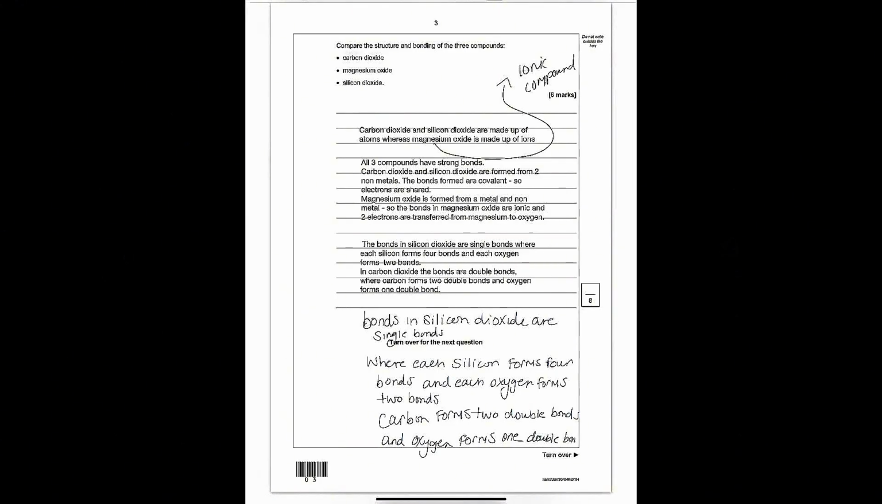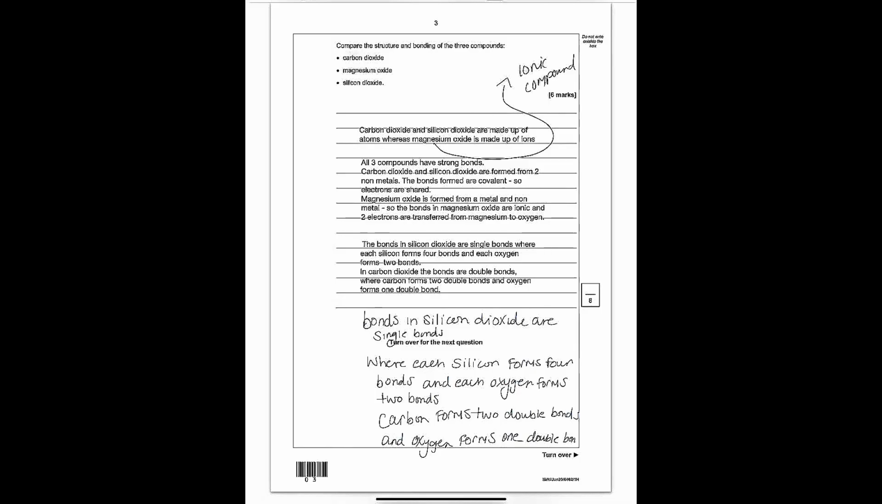So all 3 compounds have strong bonds. Carbon dioxide and silicon dioxide are formed from 2 non-metals, which is correct. And the bonds formed are covalent, so electrons are shared, because in covalent bonding, electrons are shared. Magnesium oxide is formed from a metal and a non-metal. So the bonds in magnesium oxide are ionic, and 2 electrons are transferred from magnesium to oxygen. And that is to do with ionic bonding.